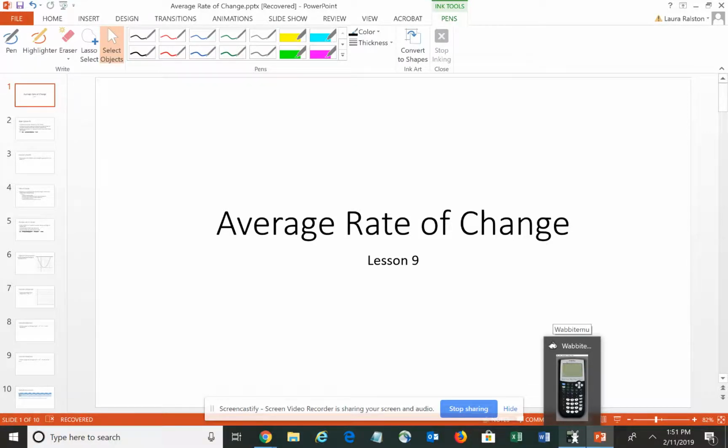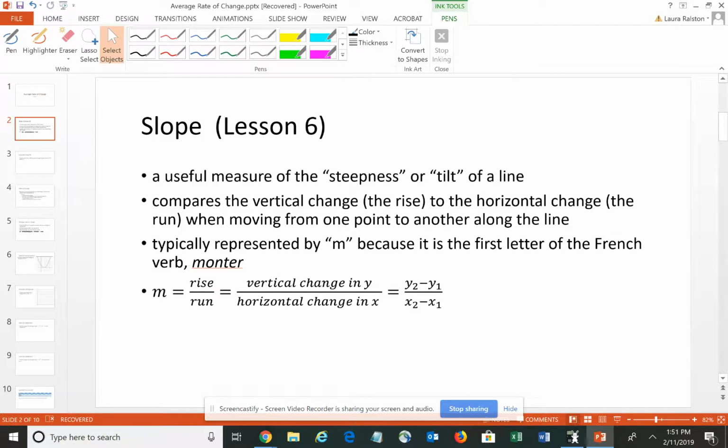All right, I want to take a look at rate of change, which is in lesson 9 for college algebra. But before we actually talk about average rate of change, I want to go back and review with you a concept that you learned back in lesson 6, which was the idea of a slope. Slope is a measurement of the steepness or the tilt, specifically of a line. And you're probably familiar with slope, and it looks at the relationship between the vertical change and the horizontal change.